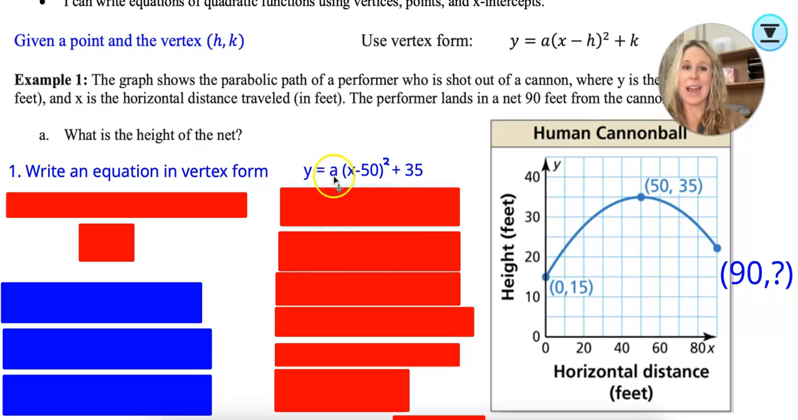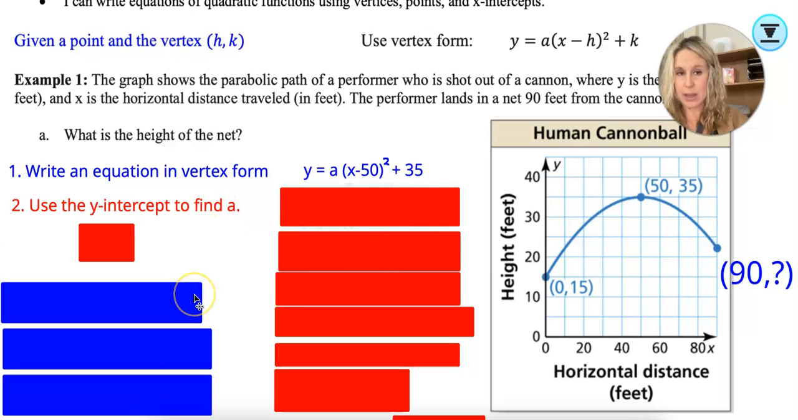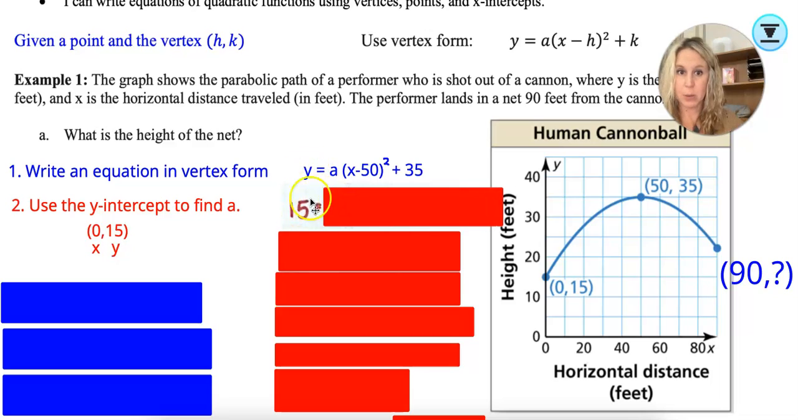Now, I need to figure out what my a value is next. Now you can use any point. They give us a nice point. They give us the y-intercept. So I'm going to use the y-intercept to find your a value. Now if you'll remember, your y-intercept is (0, 15), and 0 is going to represent x, and then 15 is going to represent your y. So I'm going to take these two numbers and plug them into my equation and substitute them. So 15 is going to go first before the equal sign, because that is my y value.